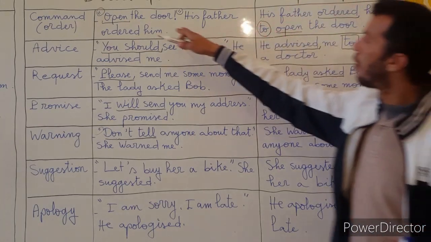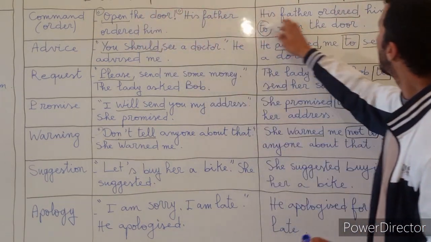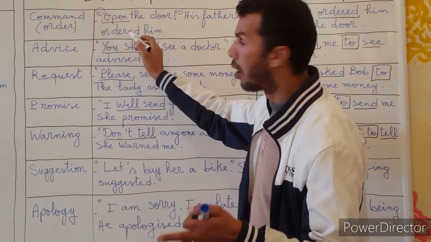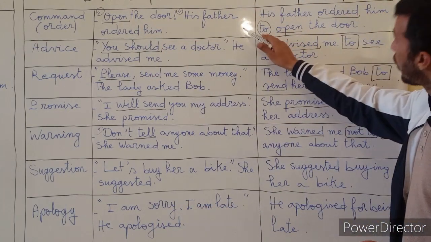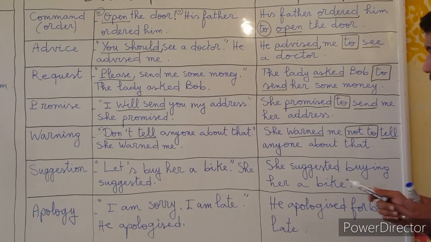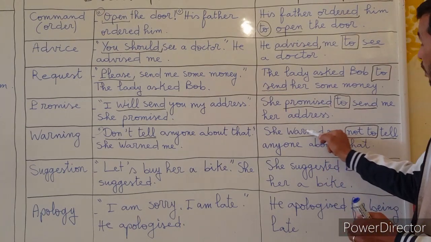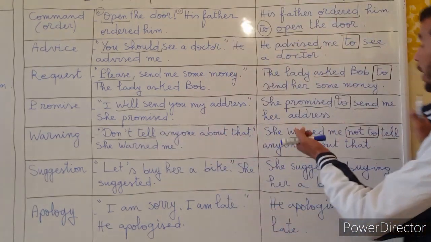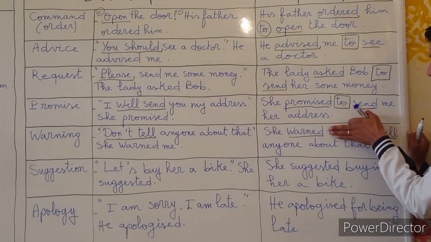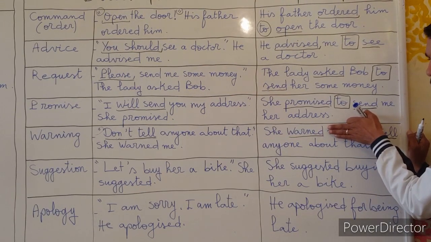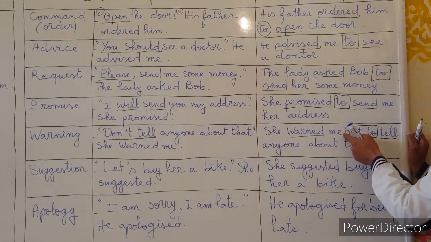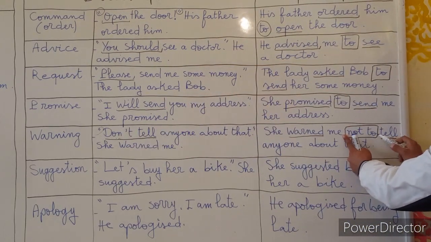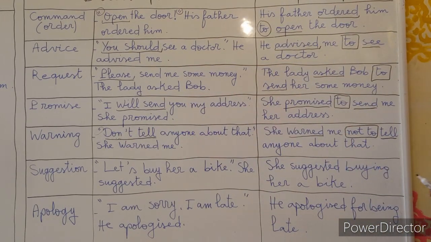Let's go back to order. Open the door. His father ordered him to open the door. Suppose we have "don't open the door." Again, his father ordered him not to open the door. It depends on what we have as a reporting verb. So, "don't tell anyone." You are giving the national exam. She warned, you continue. She warned who? She warned me. What? The expression starts with don't: not to tell anyone about that.